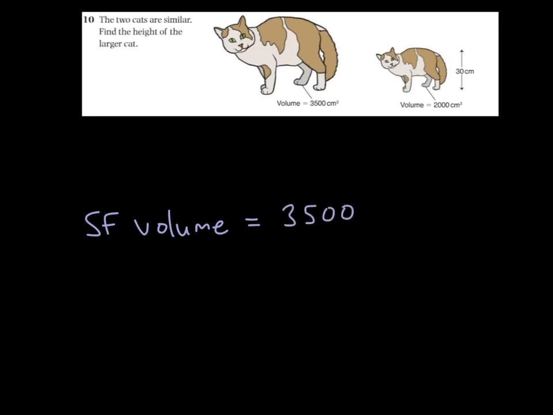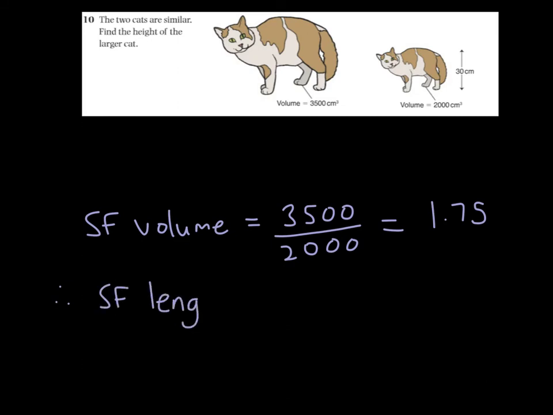The volume of the large cat, 3,500, divided by the volume of the smaller cat, 2,000. The scale factor for my volume is 1.75. This time I'm going to be working backwards. If I've got the scale factor of the volume, to work out my scale factor of the length, I'm going to use the fact that the length would be cubed to get my scale factor of the volume. So I would do the opposite. My scale factor of the length is going to be the cube root of 1.75.